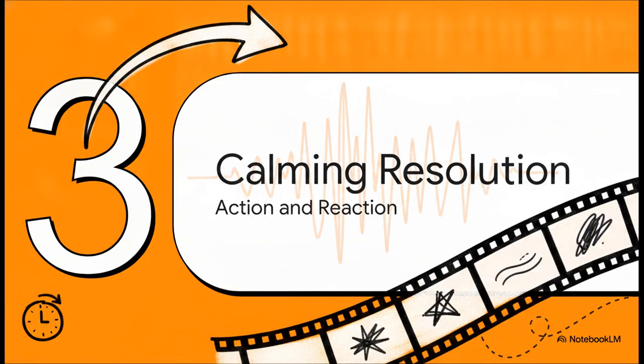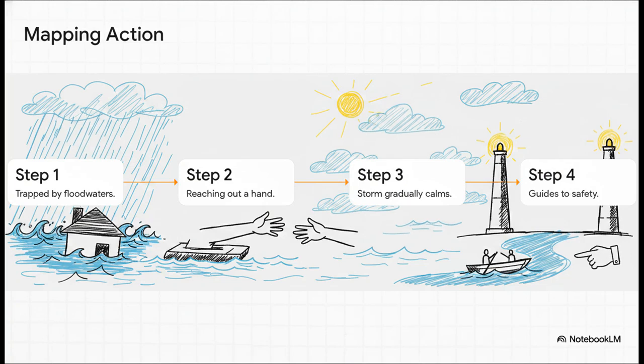All right, Section 3, the calming resolution. Action and reaction. Let's take a look at the narrative progression and see how this builds from just a static image into a completely dynamic sequence of events. Because a scene isn't just a painting, it's a living, breathing timeline. The crucial point here is how these 4 sequential steps give us a complete, chronological story arc in just a few short sentences. We start at the crisis in Step 1, trapped by floodwaters.